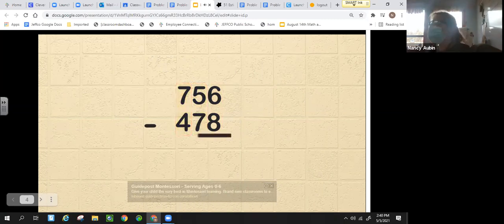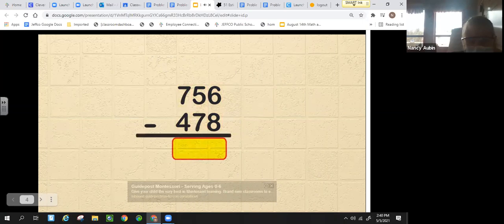Don't write on the back, guys. If you want to write, you can do it on the front and try it. Go for it. The difference, which is the solution. You can try this on your dry erase boards.